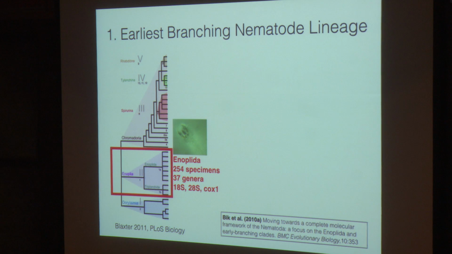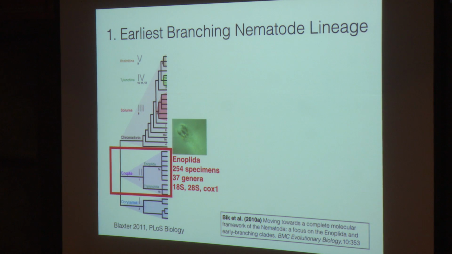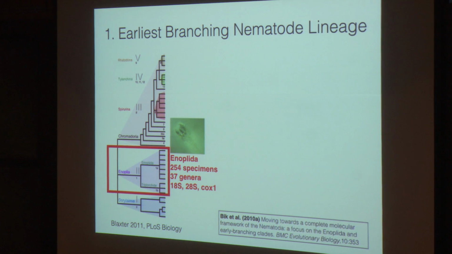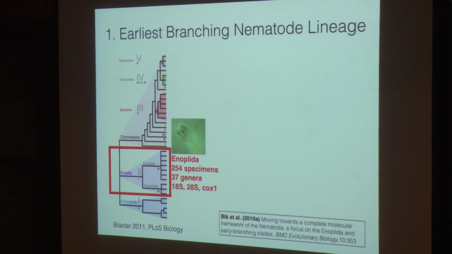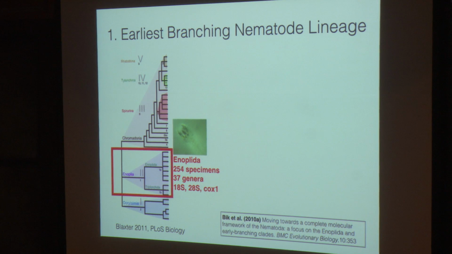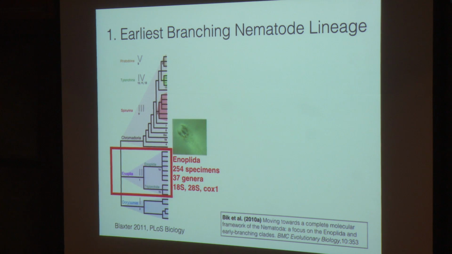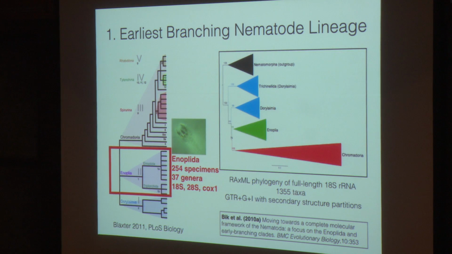And during this work, I isolated 254 specimens from 37 genera, getting gene sequences representing full-length 18S, a fragment of the 28S, and also COX-1 genes. So this was really the first molecular data generated for some of these genera, and definitely for deep sea species, that was really put into public databases.